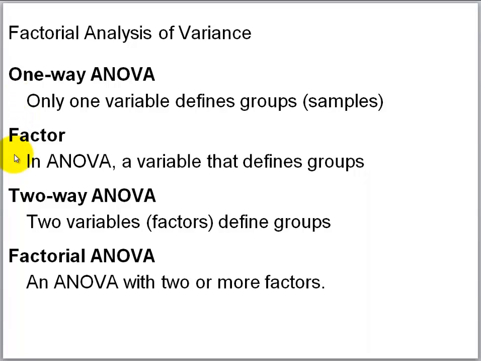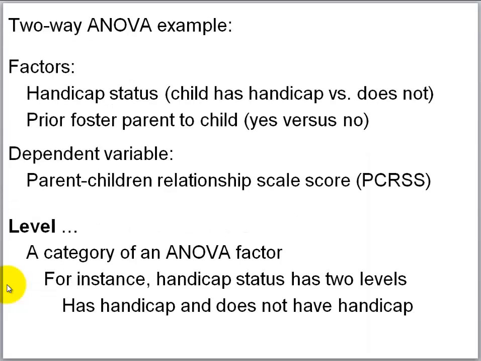Now, in ANOVA, a variable that defines groups is called a factor. In two-way ANOVA, two factors define groups. And a factorial ANOVA is an ANOVA with two or more factors.